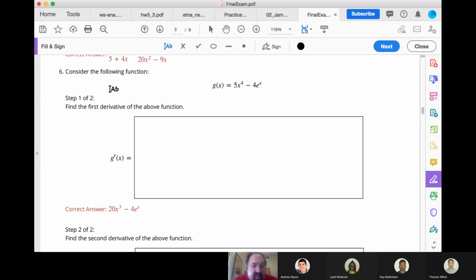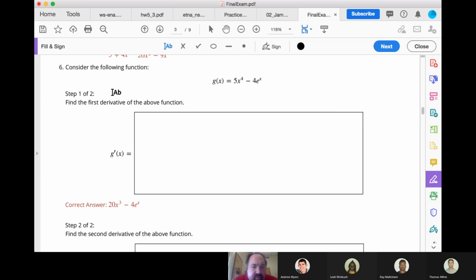Okay, next one. It's asking for first and second derivatives. So for here, you'd use a rule that, now we're getting to a section on exponential functions, but e to the x is its own derivative. So you'd end up just using a power rule. So 5x to the 4th would give 20x cubed that you see here. And then minus 4 times the derivative of e to the x, which is just e to the x. So that's all you would have for that.